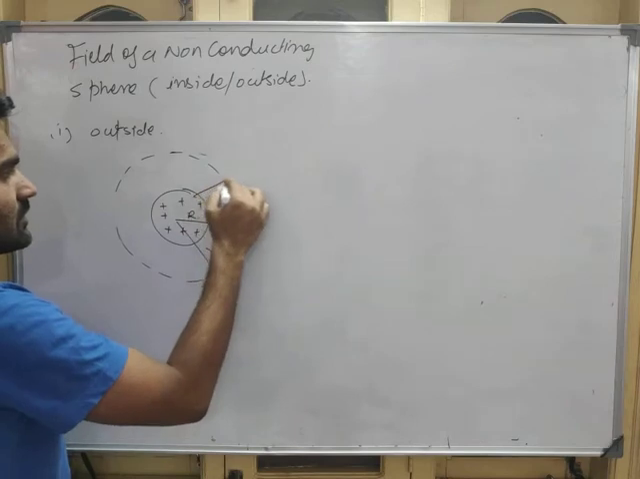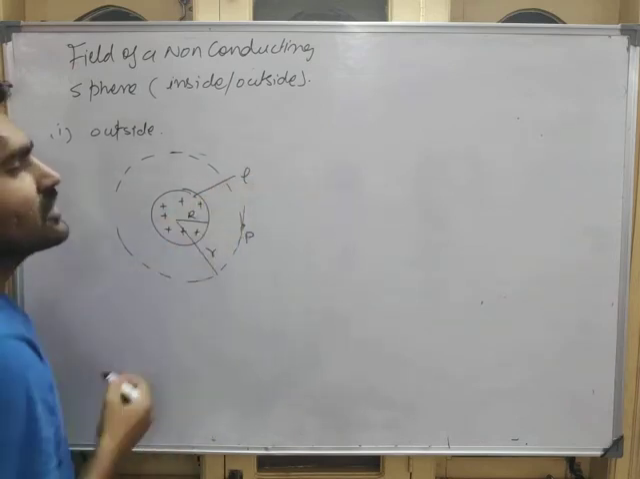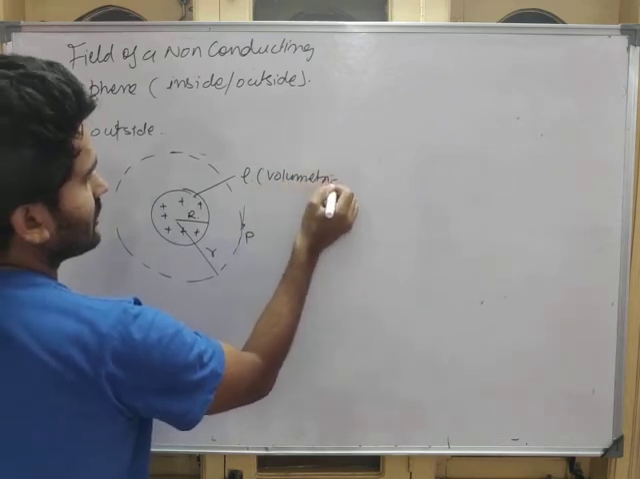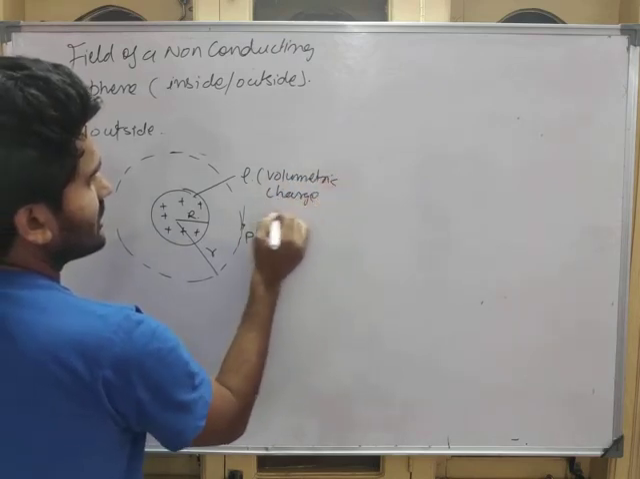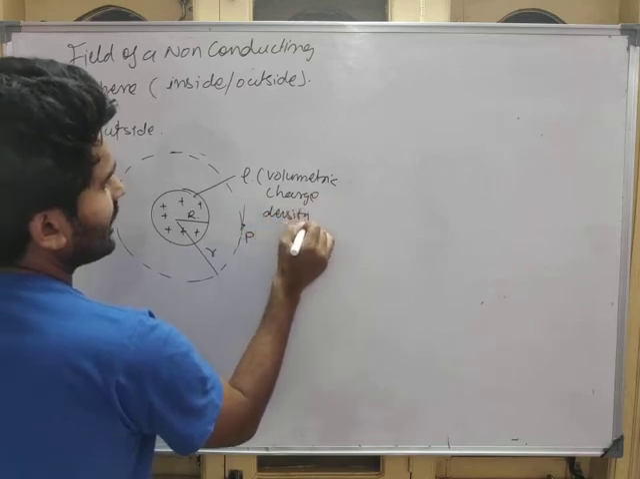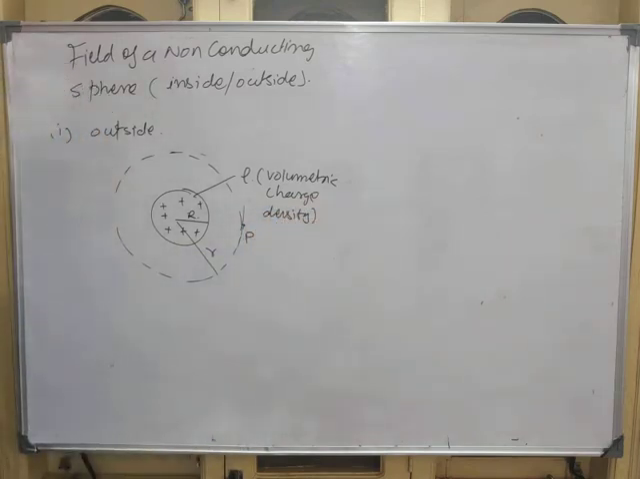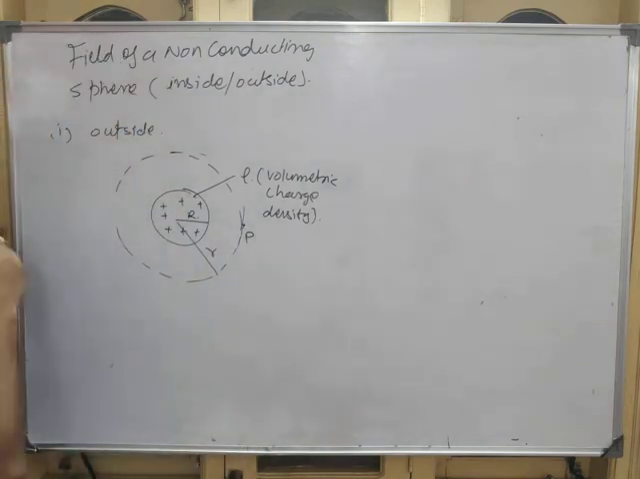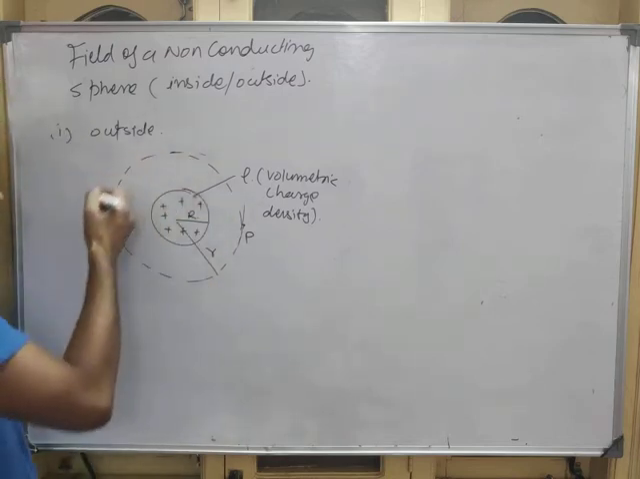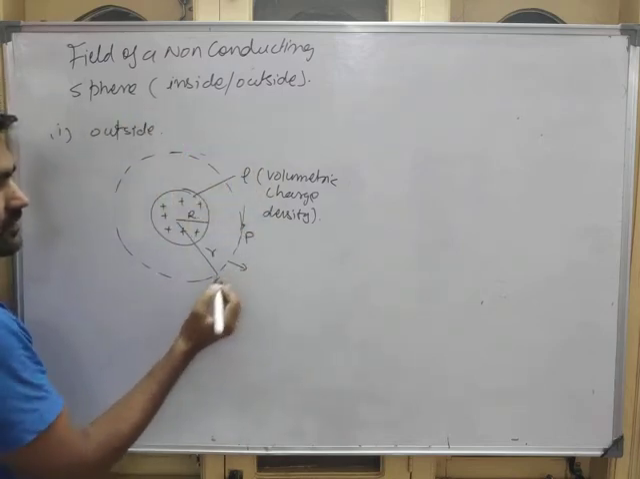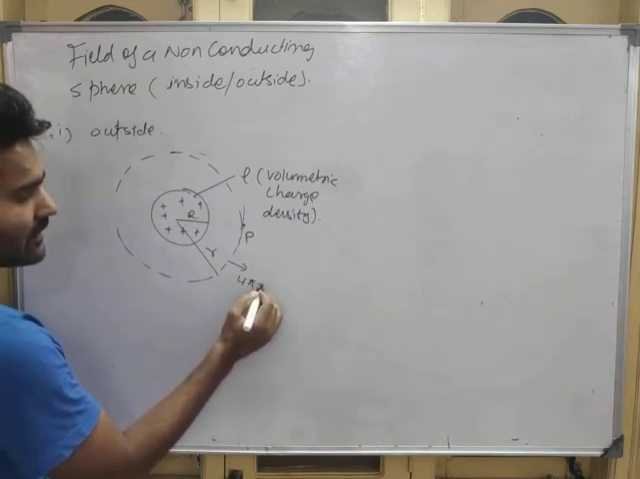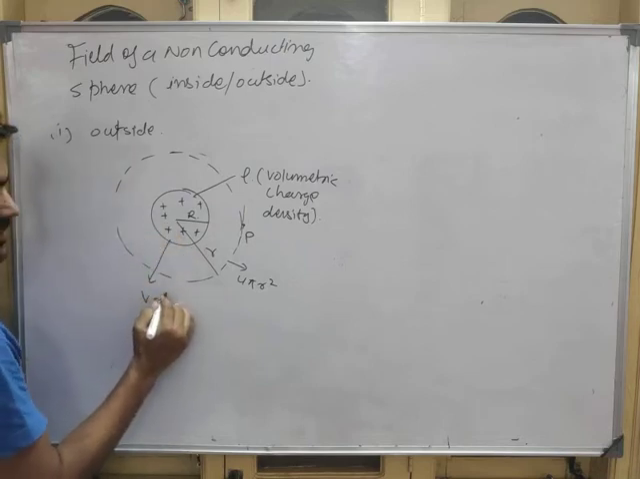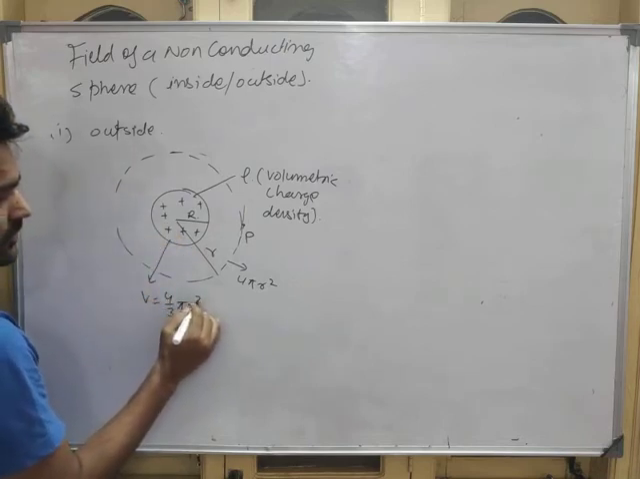Because it's a 3D body, we will take rho. Rho is the volumetric charge density. In the last video I told you what the volumetric charge density is, and you can have a look at that video. Now what will be the area of this outer sphere? That will be 4 pi r square. And the volume of this sphere will be 4 by 3 pi r cube.